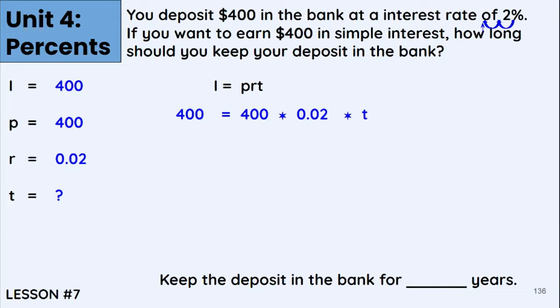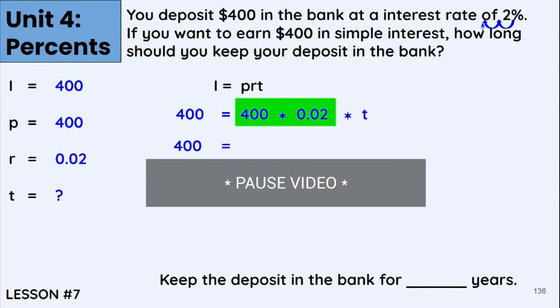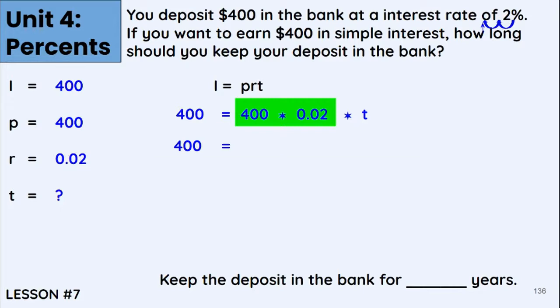Okay, to solve this equation, I'm just going to write 400 equals, and then when I get to the right-hand side of the equation, I'm going to clean it up by finding the product of these two numbers. Go ahead and find the product of those numbers. All right, you should have found the product to be 8. All right, T is being multiplied by 8. The opposite of multiplying by 8 is dividing by 8. Go ahead and find out how many years need to pass.